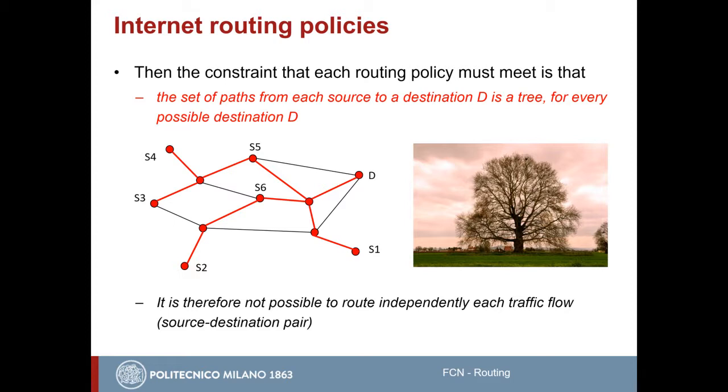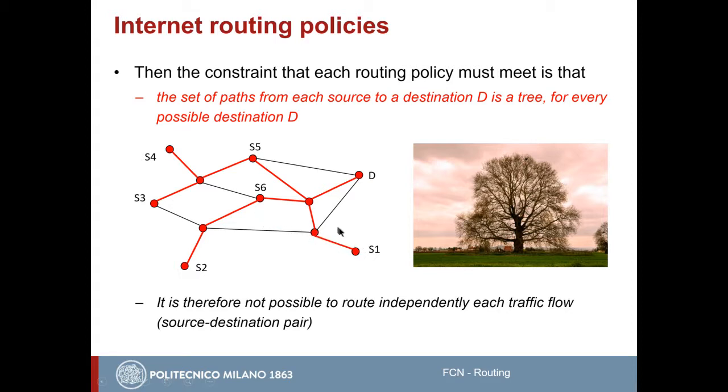So we have this constraint, and this means that when we are finding the paths in IP, the set of paths from each source to the same destination is actually always a tree. Okay? And so you will have trees of minimum cost paths, as we will mention later on.